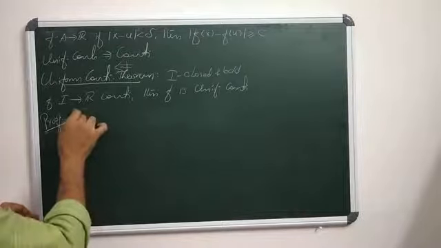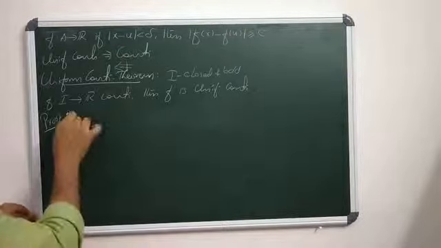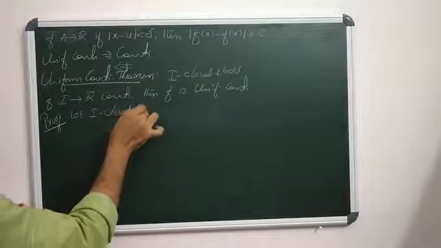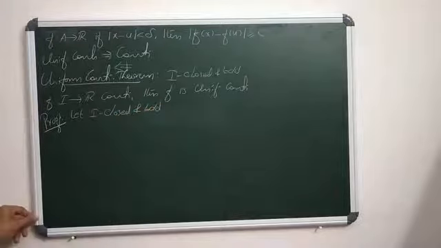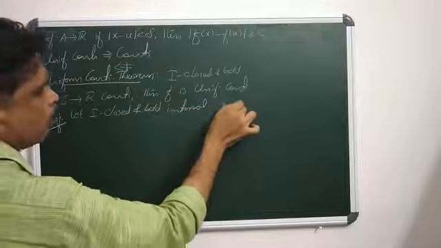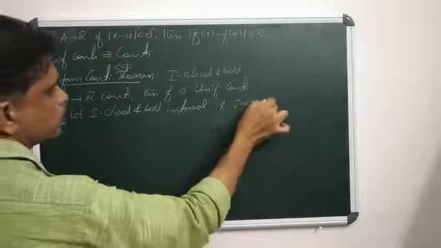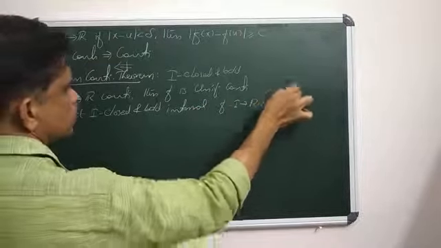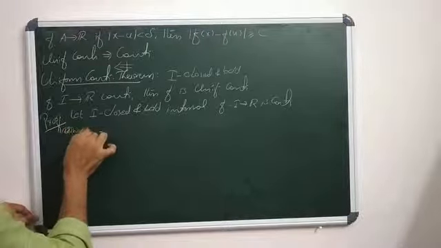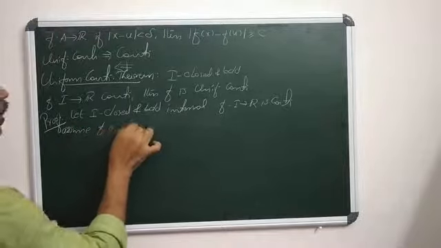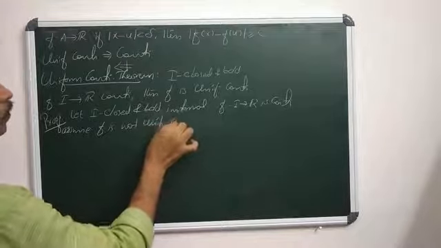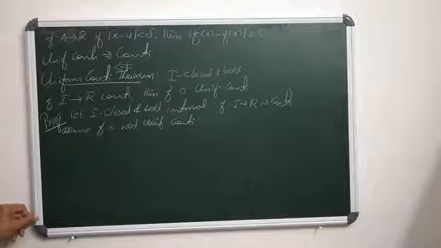Let I be a closed and bounded interval, and let f from I to R be continuous. Now we assume f is not uniformly continuous. So this is our assumption.